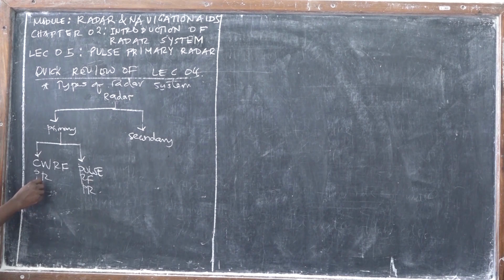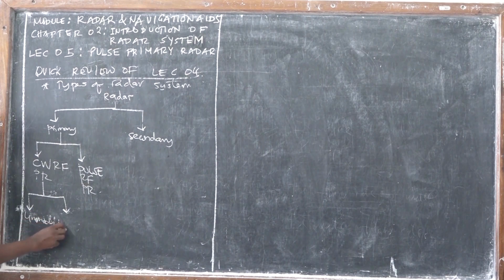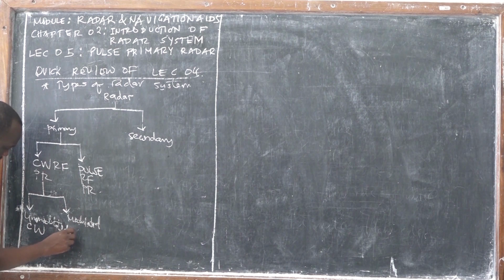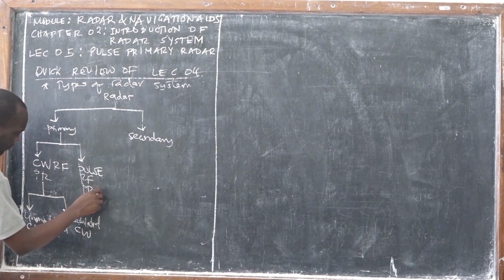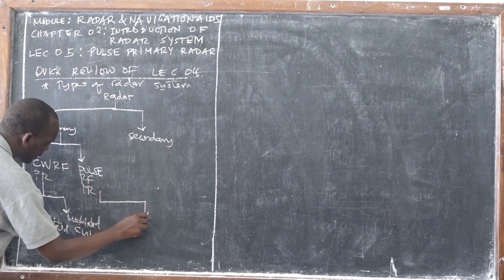Then we discussed that we have two types of continuous wave radio frequency primary radar. The first one is unmodulated continuous wave radar. And the second one is modulated continuous wave radar.